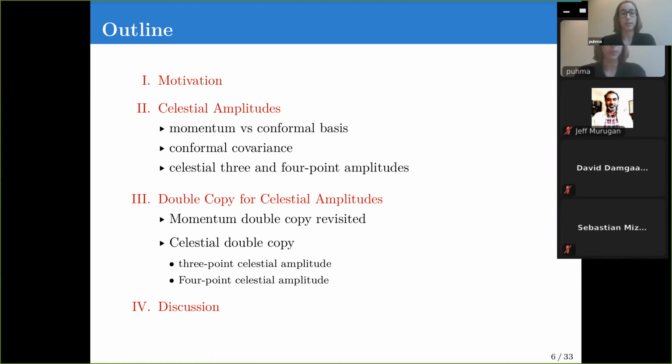And I'll explain in the context of 3- and 4-point amplitudes how this works in the new conformal basis. And then I will end with some comments about extension to all multiplicities and some open questions.